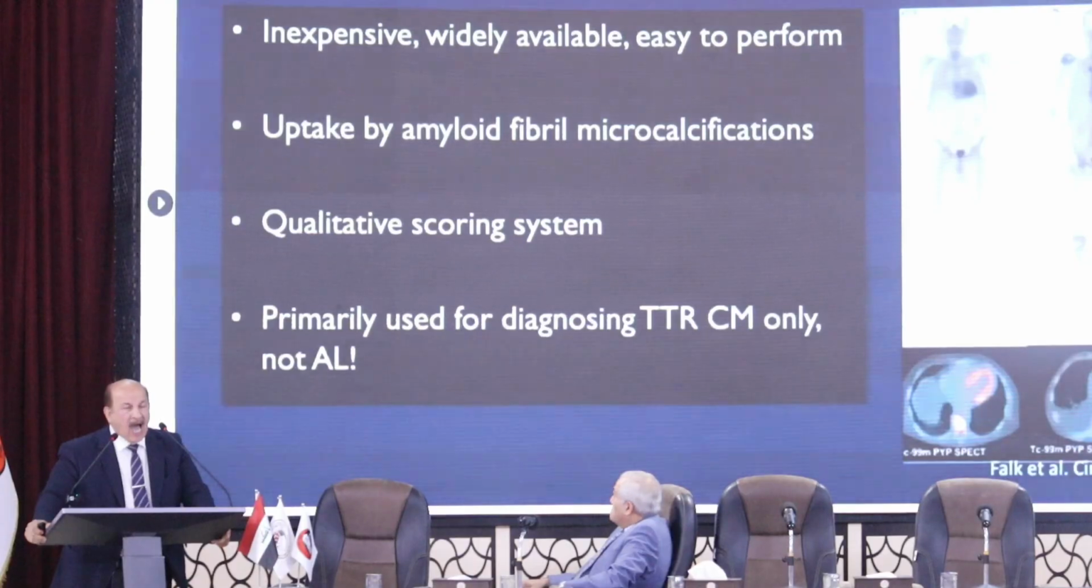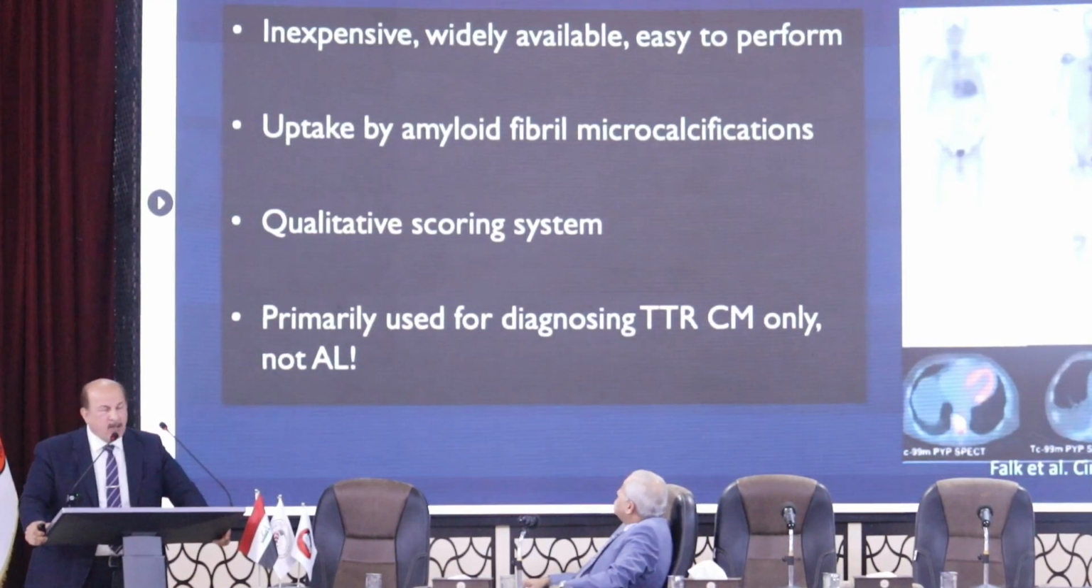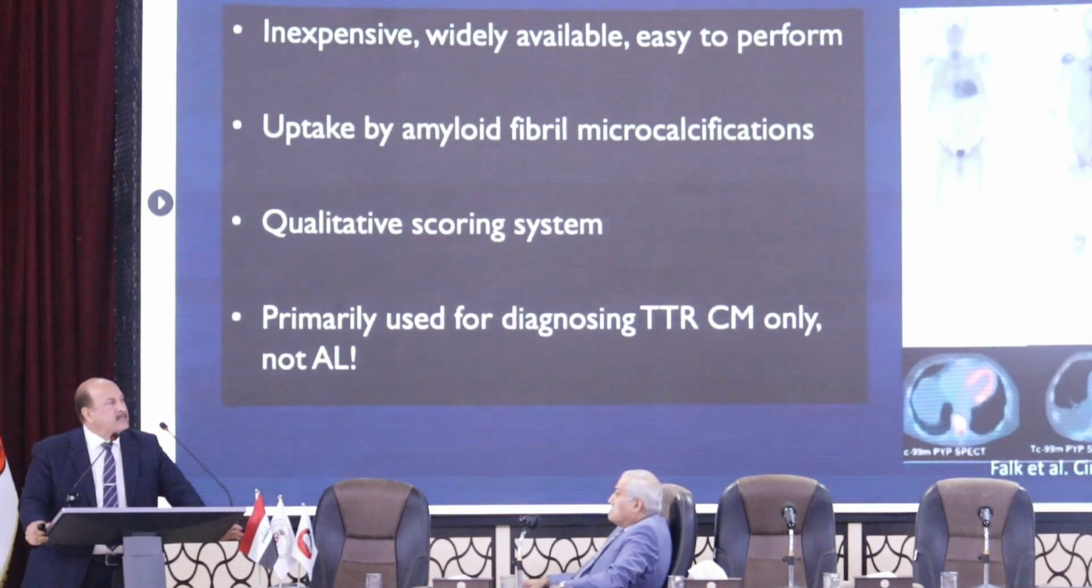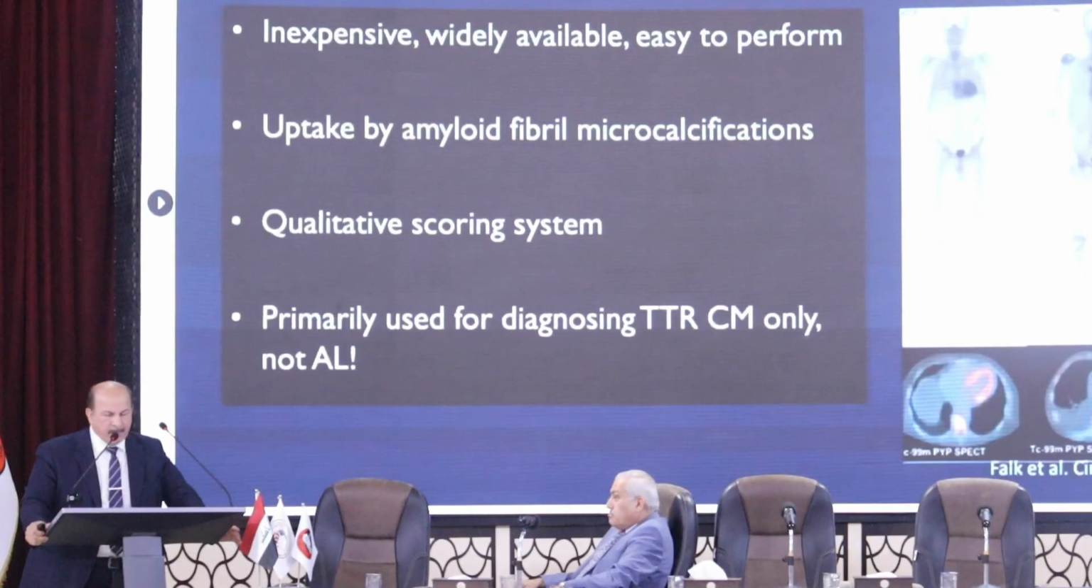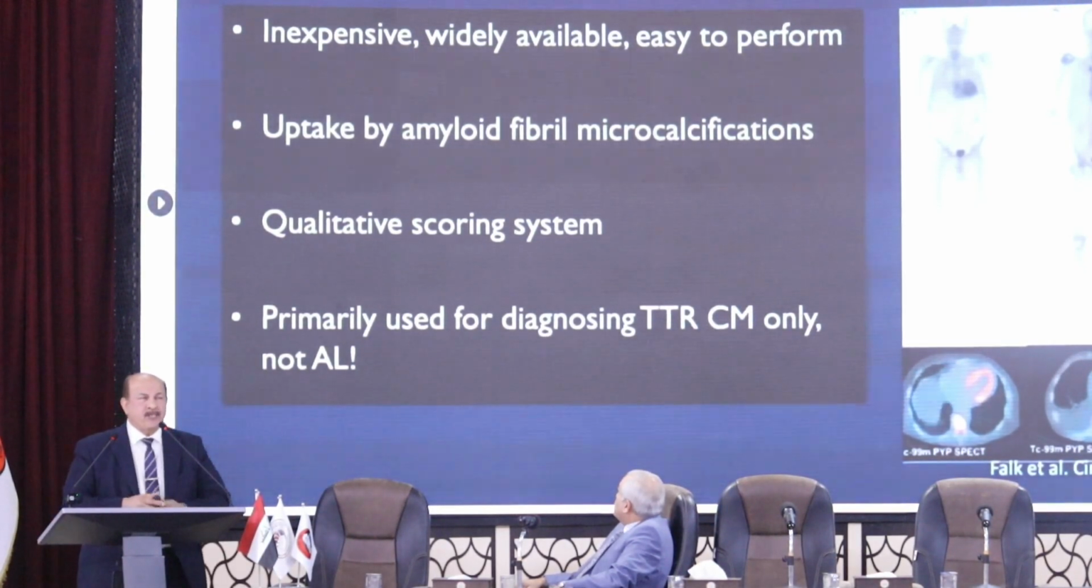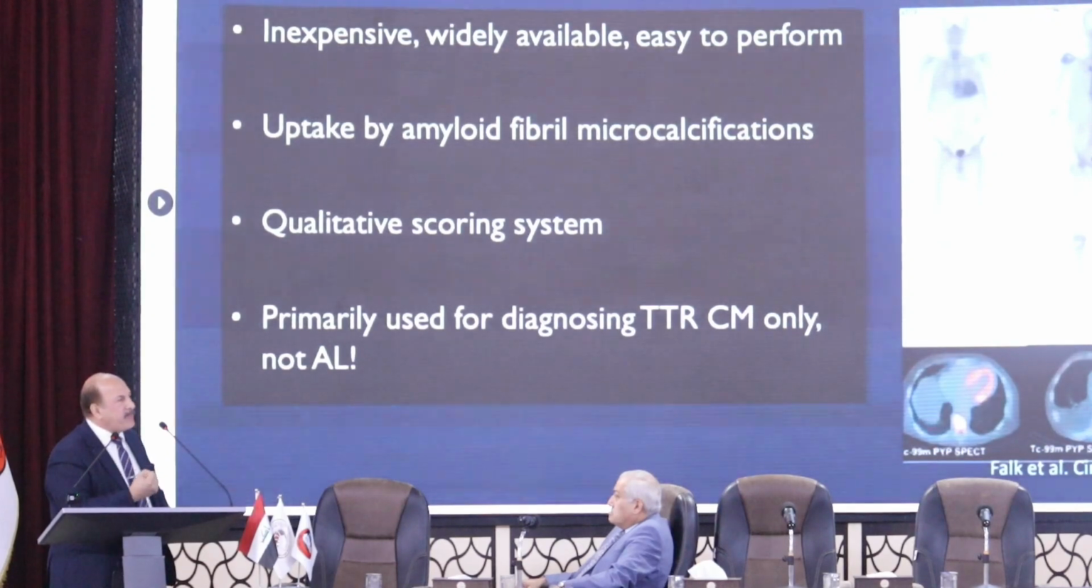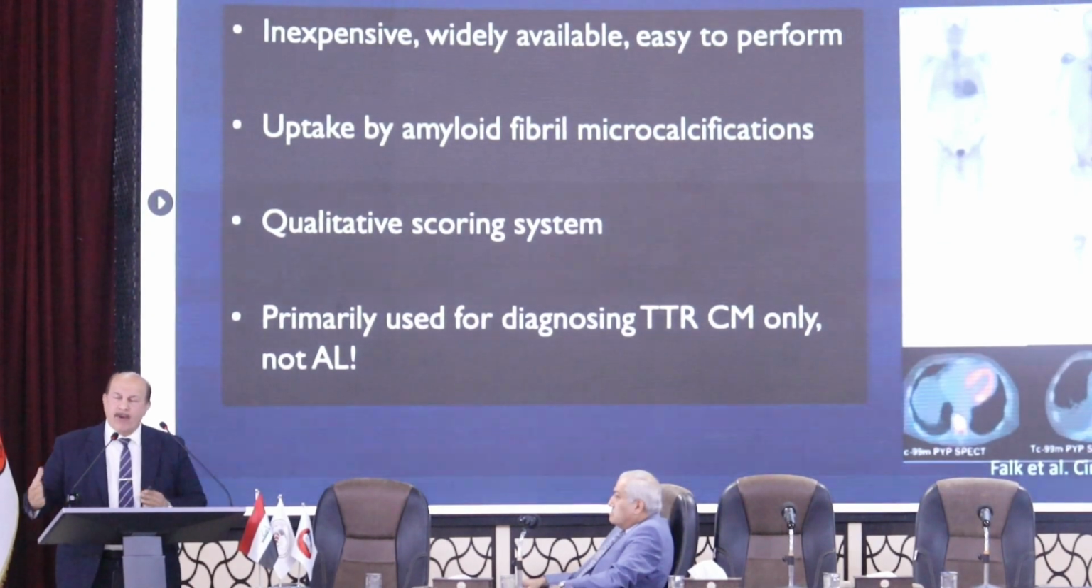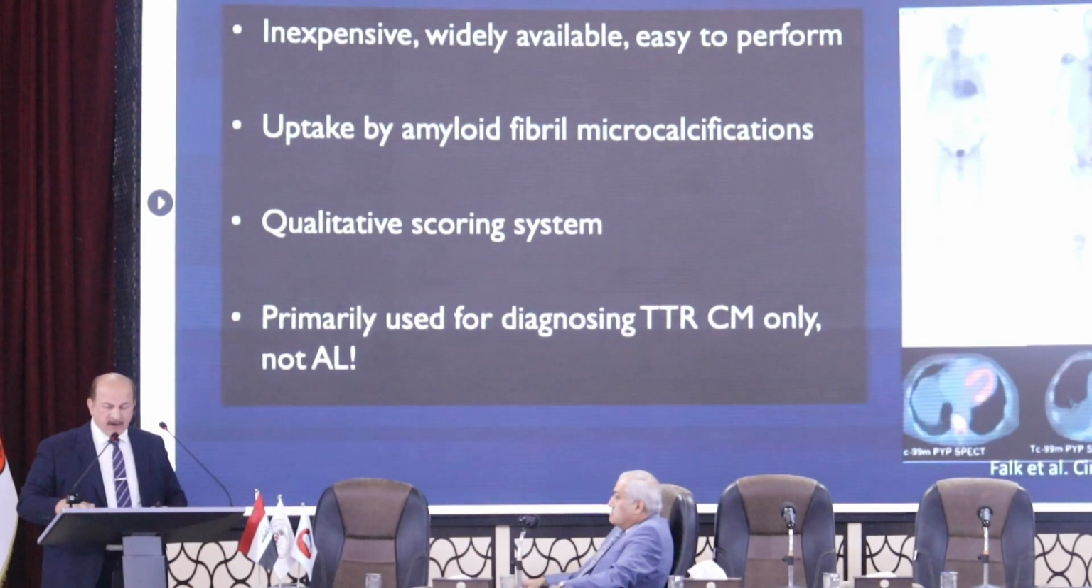We have to do what's called isotope scanning. In isotope scanning, we give an isotope substance detected by a gamma camera, and the basis of this test is that the amyloid protein will trap this material, and we compare it with the bone. There is a grading for this.